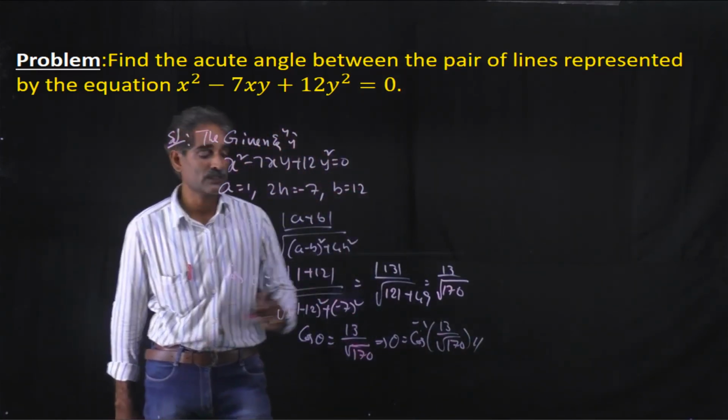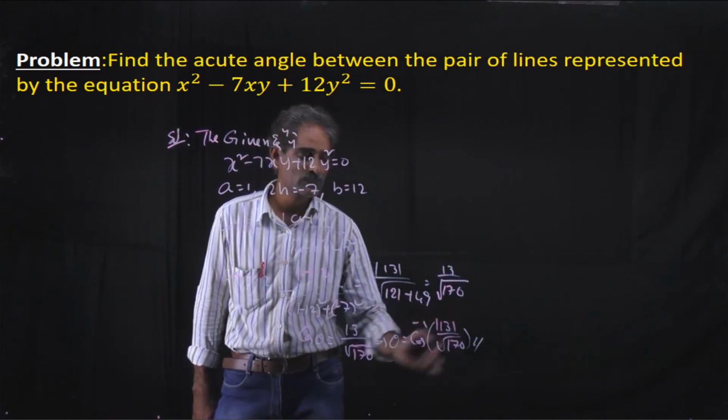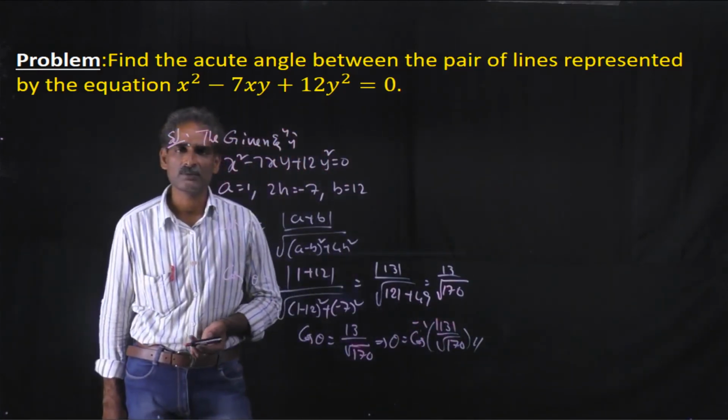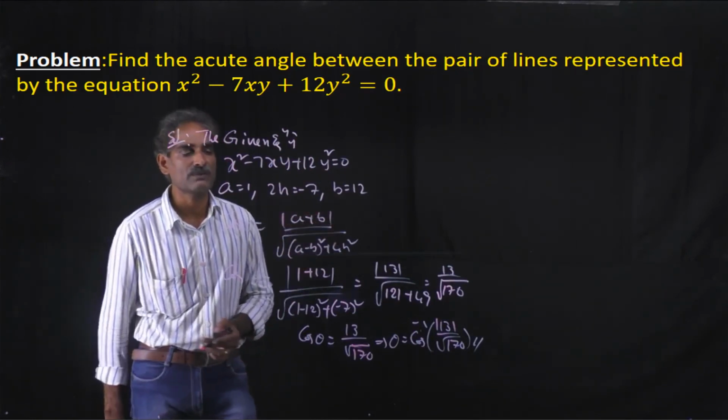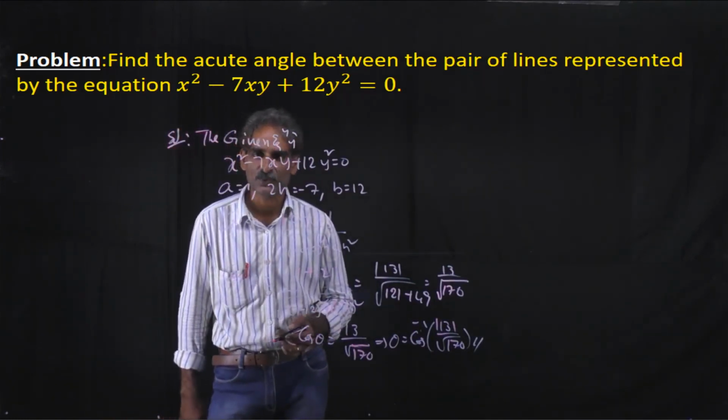Acute angle between the pair of lines: if you are asked for the acute angle, you should take the modulus to get a positive value. Modulus of (a plus b) by root of (a minus b) whole square plus 4h square. Okay. Right. Thank you.